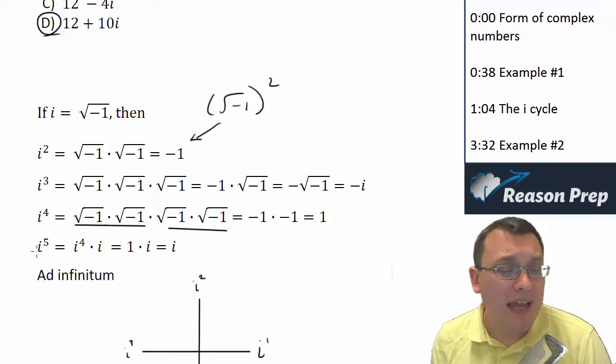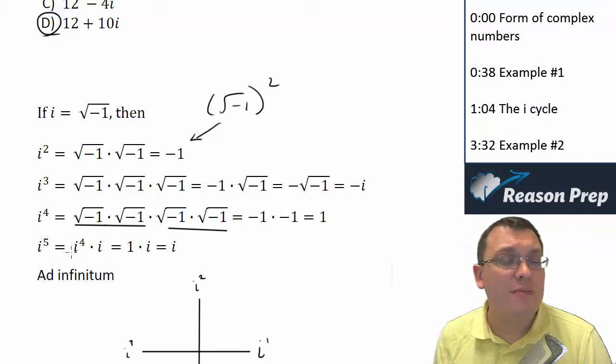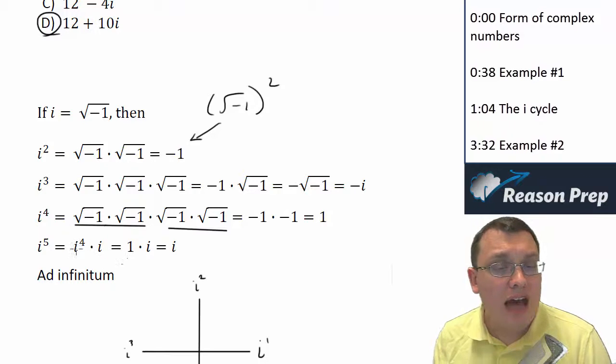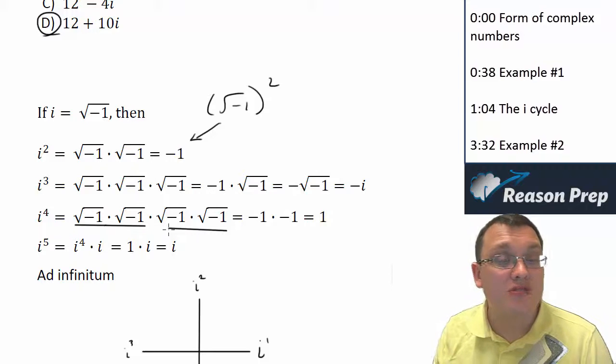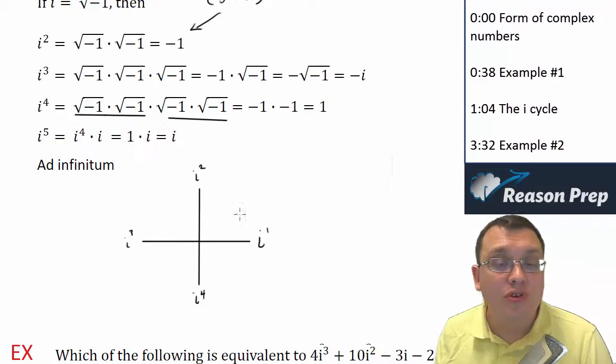Now, if you keep going, i to the 5th is the same thing as i to the 4th times i, thinking of our exponent rules. i to the 4th is just 1, so 1 times i is just i. So notice the cycle is going to repeat. This goes ad infinitum. It goes forever.